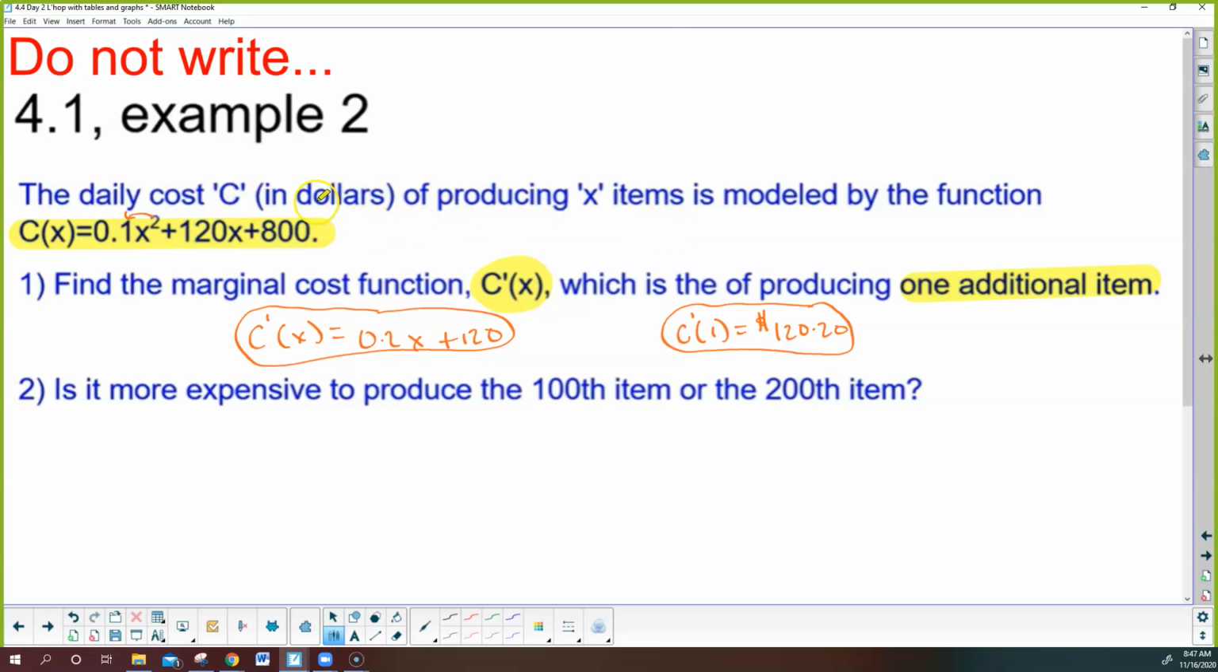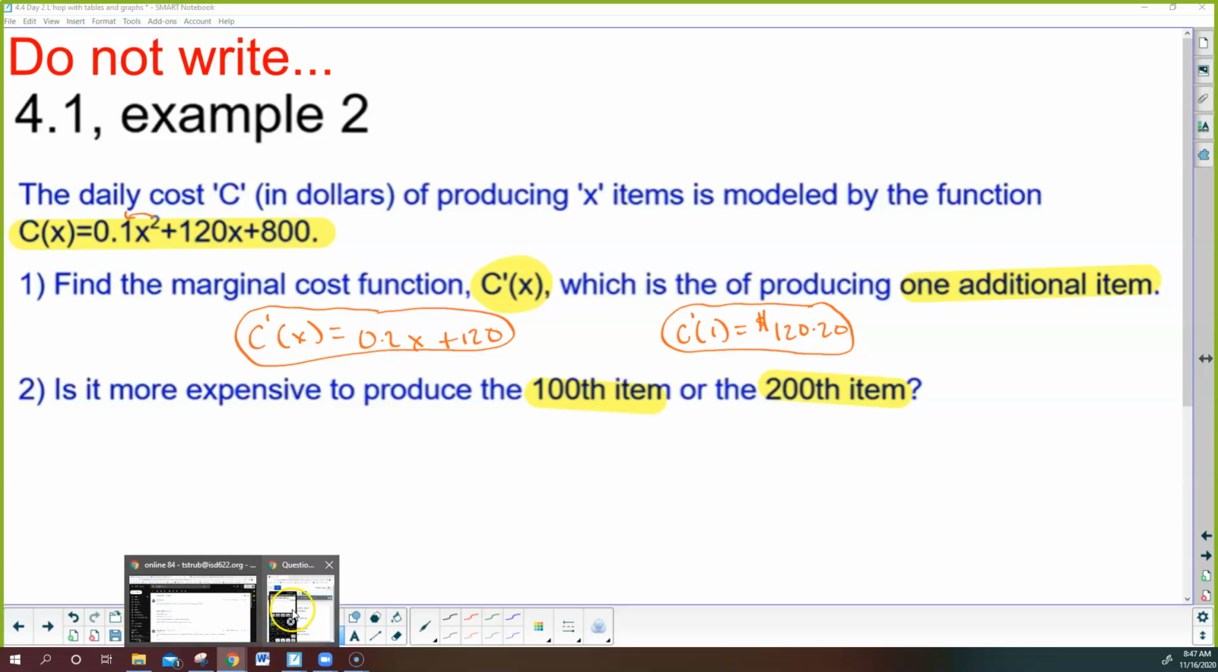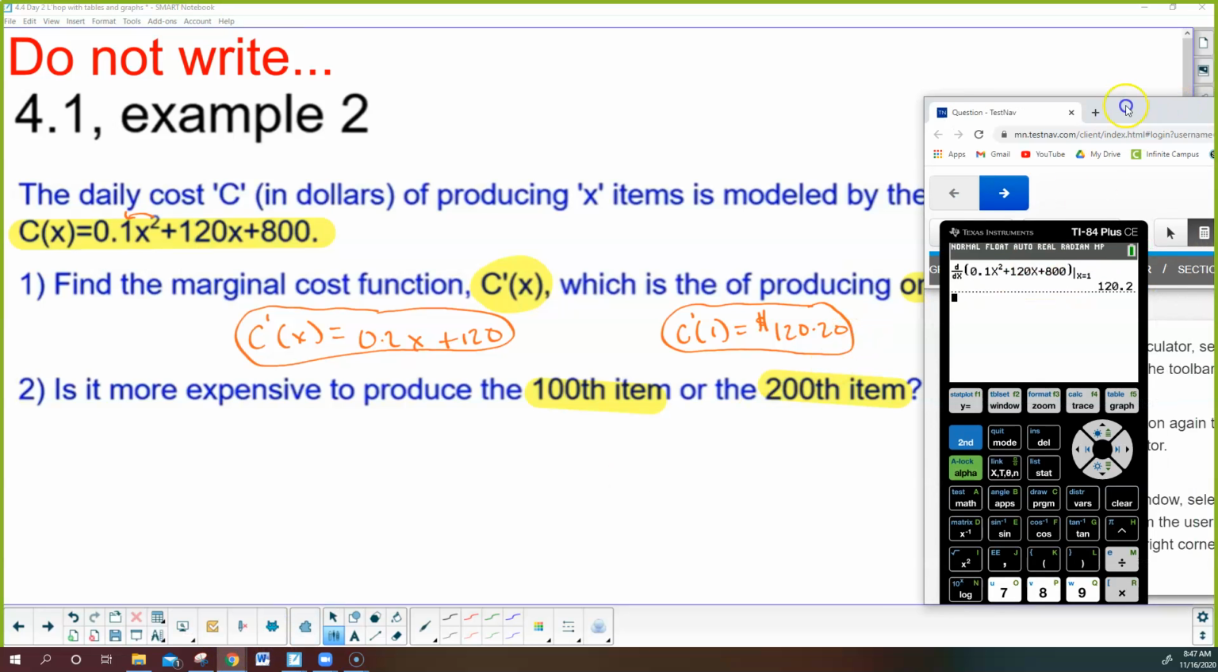Now think of that. What if you were making a toy for Christmas, right? If you're going to produce one item, it's going to cost you $120. There's a strong chance that not many people are going to buy a toy for that price and you're going to lose your money. So it doesn't make sense to buy one item. But what about, is it more expensive to produce the 100th item or the 200th item? So let's look at the cost here and think, how much would it be for 100 items?